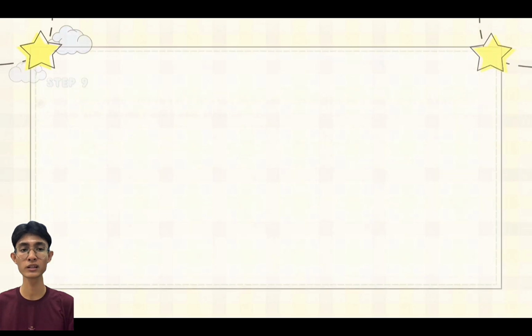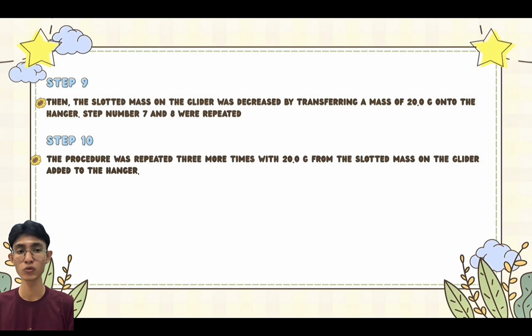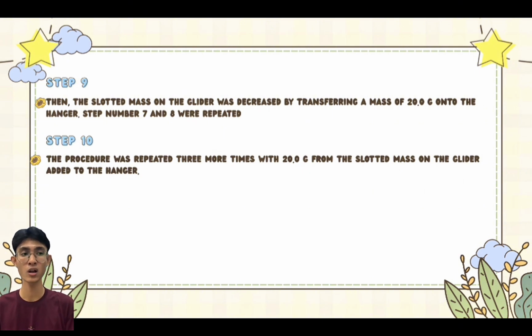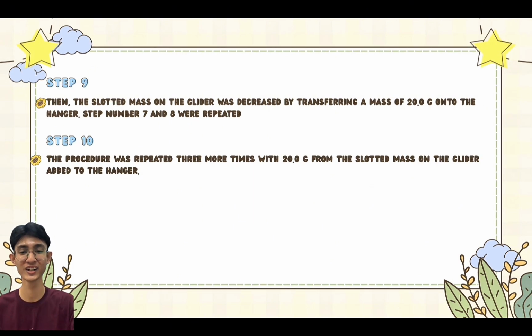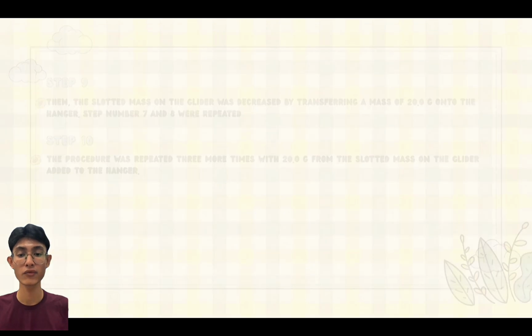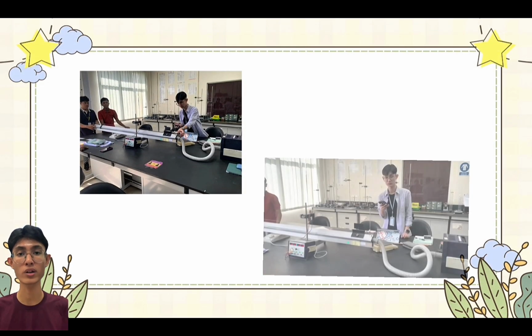Now, we move to step 9. Then, the slotted mass on the glider was decreased by transferring a mass of 20 grams onto the hanger. Steps number 7 and 8 were repeated. Step 10. The procedure was repeated 3 more times with 20 grams from the slotted mass on the glider added to the hanger. This is the video of how experiment 4 was conducted.